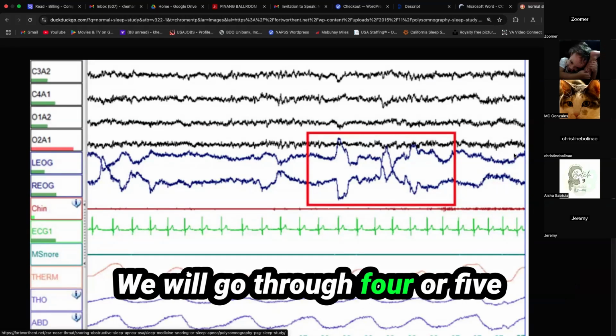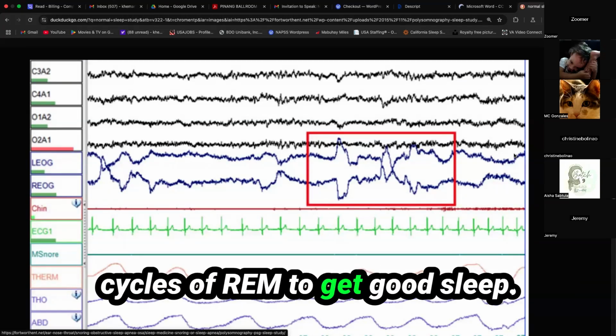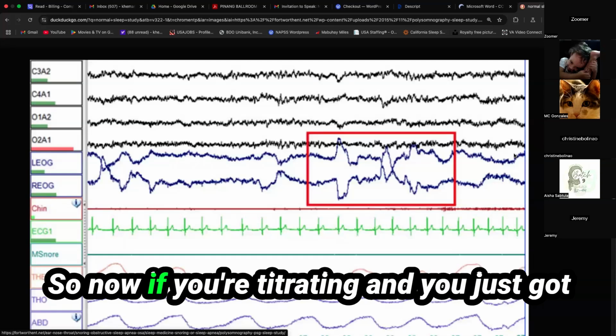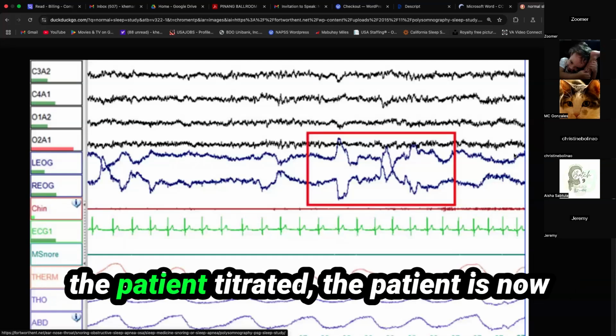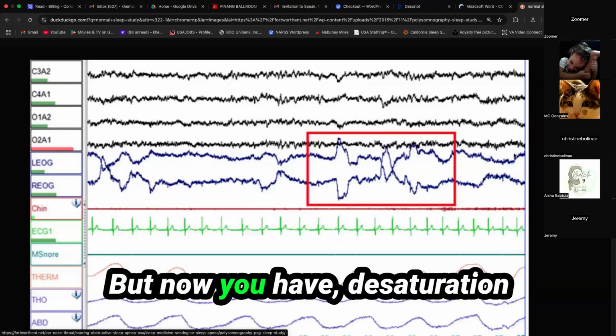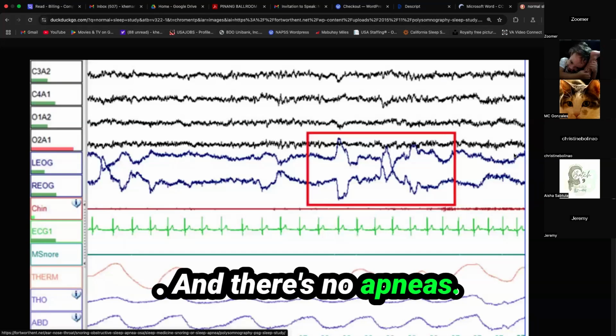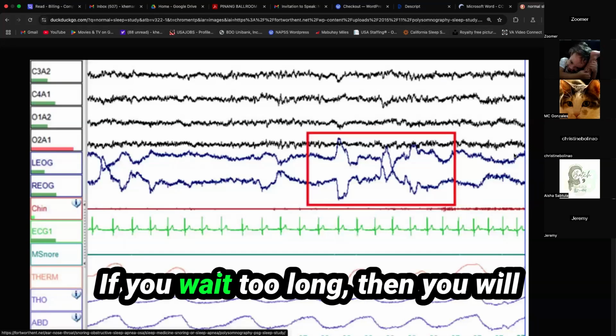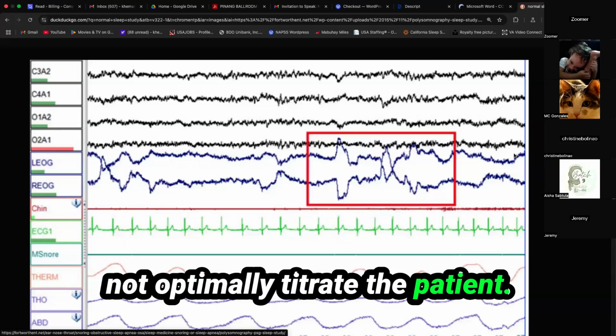We will go through 4 or 5 cycles of REM to get good sleep. So now, if you're titrating and you just got the patient titrated, the patient is now in REM. That's the patient's first REM. Okay, but now you have desaturation and there's no apneas. If you wait too long, then you will not optimally titrate the patient.